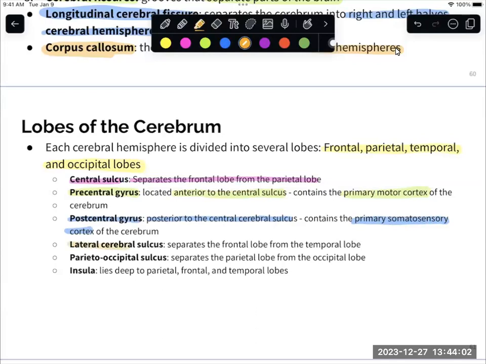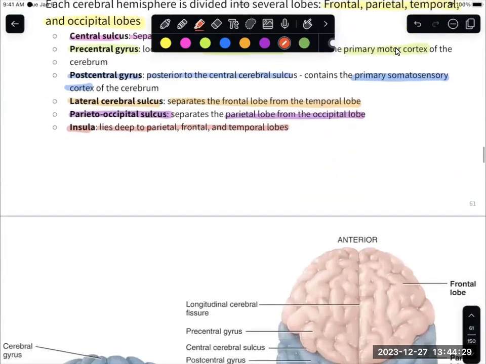We have a lateral cerebral sulcus, which separates the frontal lobe from the temporal lobe. We have a parieto-occipital sulcus, or lambdoid sulcus, which separates the parietal lobe from the occipital lobe. And then we have this part of the brain that is known as the insula. It is underneath the parietal, frontal, and temporal lobes. So let's look.